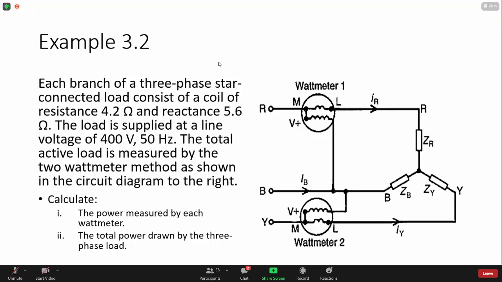All right, any progress? Just able to find IR. I'm not sure if it's correct. Okay, all right, let's see if it is.